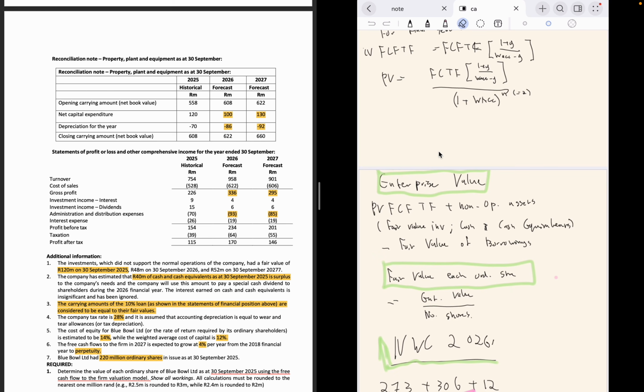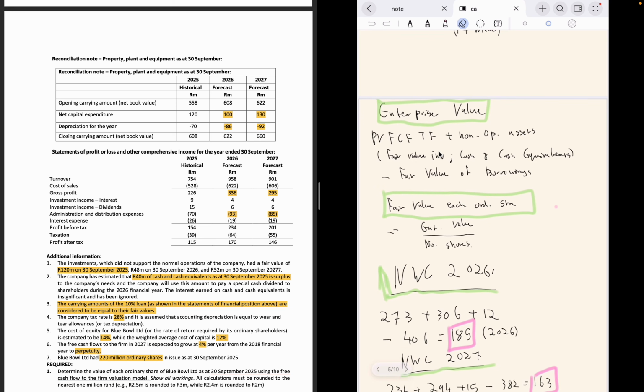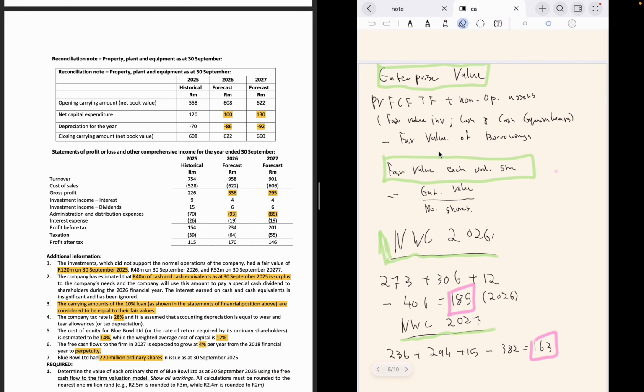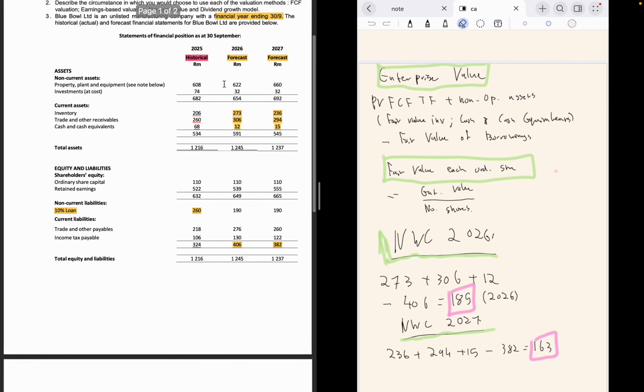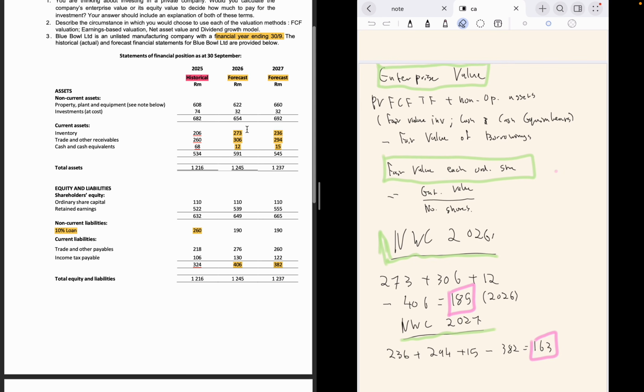Okay, so let's start. Let's calculate the net working capital for 2026. So if we go here, how do we calculate it? So we take our current assets, so inventory 273, and then we add trade and other receivables 306, cash and cash equivalents add 12. What do we subtract? Here, total current liabilities 406, and that gives us 185. Let's do the same for 2027. So 236 plus 294 plus 15, subtract 382, you get 163.